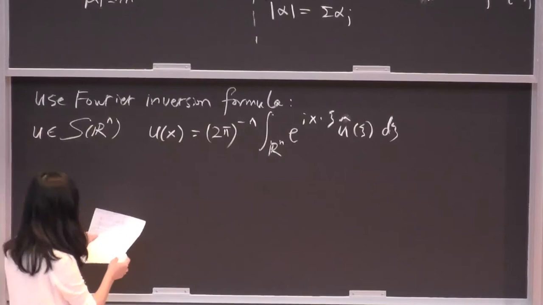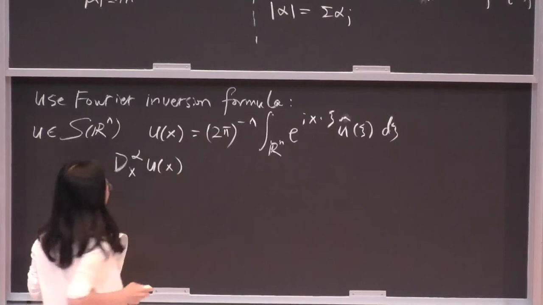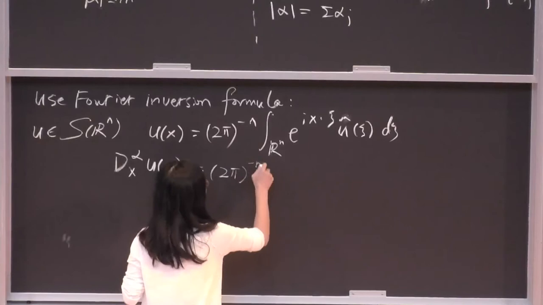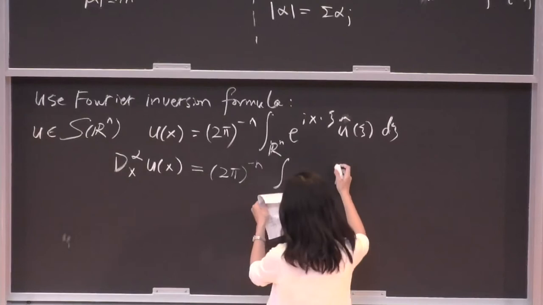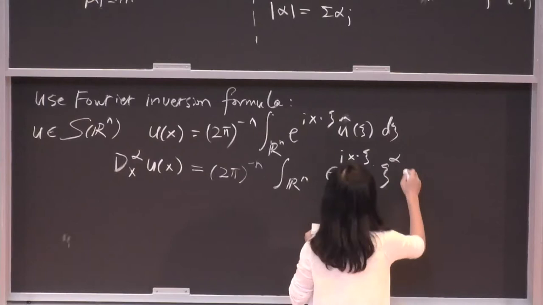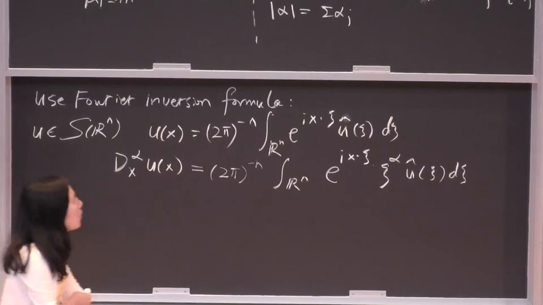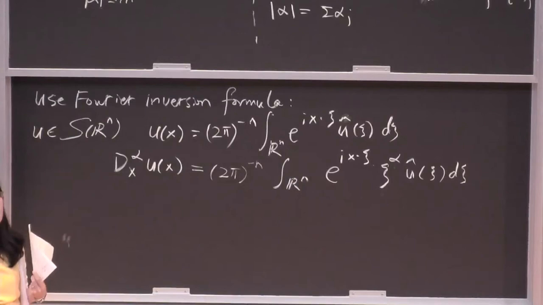And the first thing you learn in Fourier transform is that the differentiation will transform to multiplication on the other side. So D_x^alpha will go to the other side as (2 pi)^{-n} integral of e^{i x dot xi} xi^alpha u hat(xi) d xi. So that's a basic formula. And again, here alpha is a multi-index. So when I say xi^alpha, it really means xi_1 to the alpha_1 times xi_2 to the alpha_2 and so on.